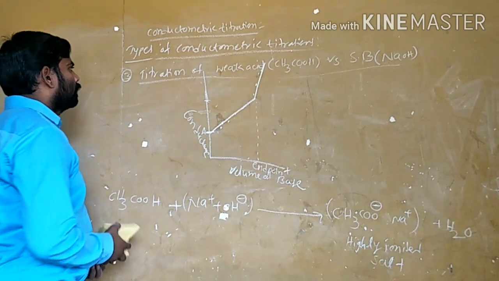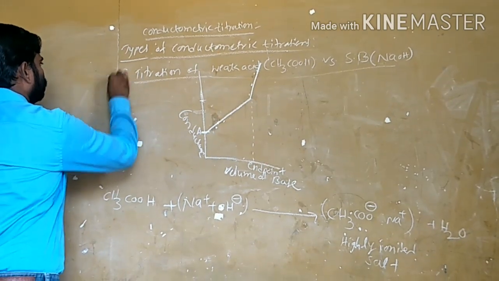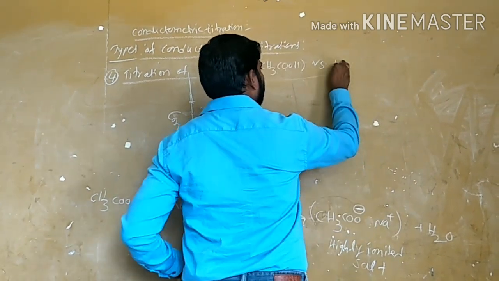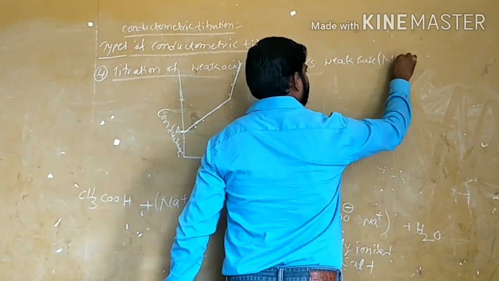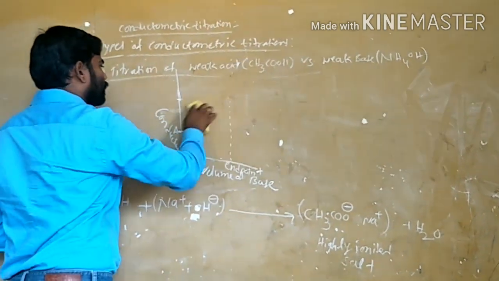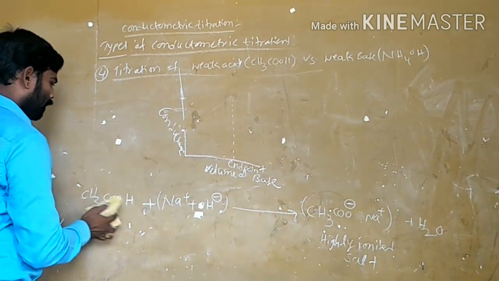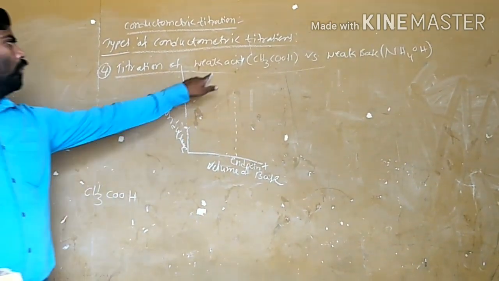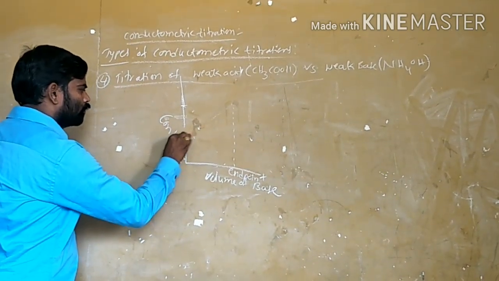In the same way, the fourth type of conductivity titration: titration of weak acid versus weak base. We are taking a weak base. What is the weak base? Ammonium hydroxide. What happens in this case? Let us see. This is the conductance value. And due to the weak acid, initially the conductance values are low, that is point A.